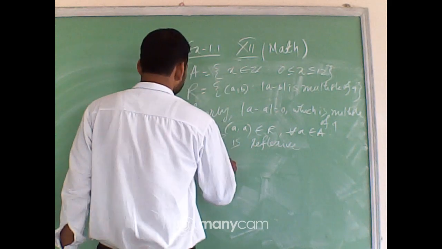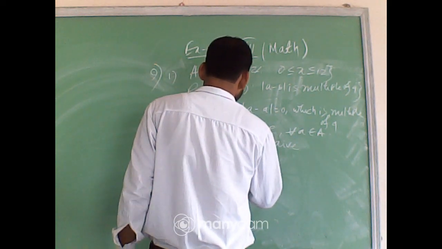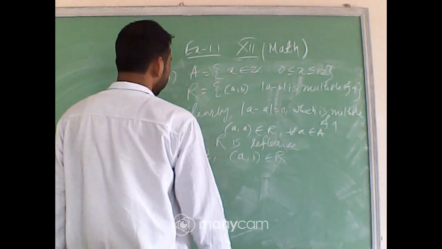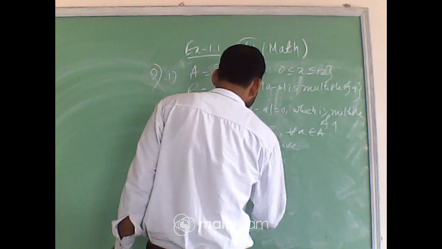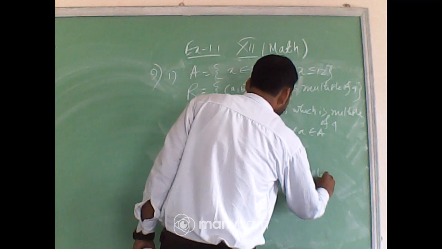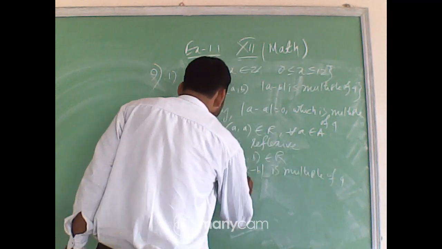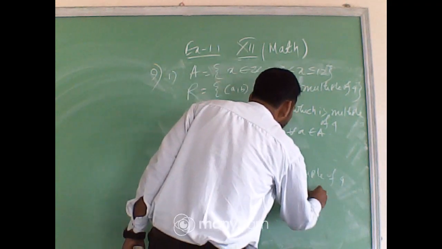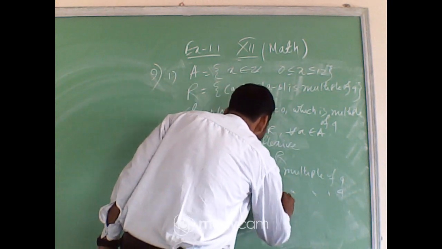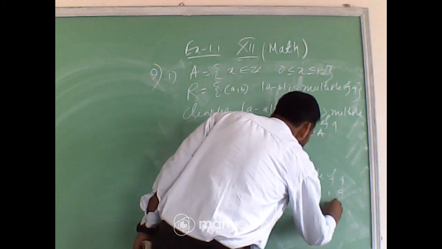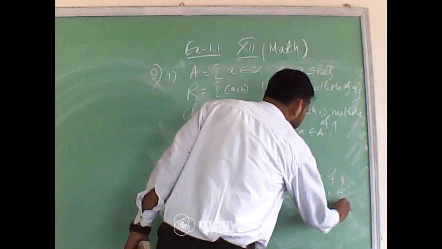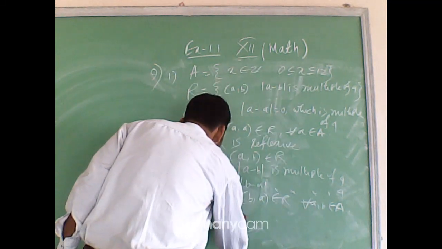Let the ordered pair (a, b) belong to R. Therefore, |a - b| is a multiple of 4, which implies |b - a| is again a multiple of 4. Therefore, the ordered pair (b, a) belongs to R for all a, b belongs to A. Therefore, R is symmetric.